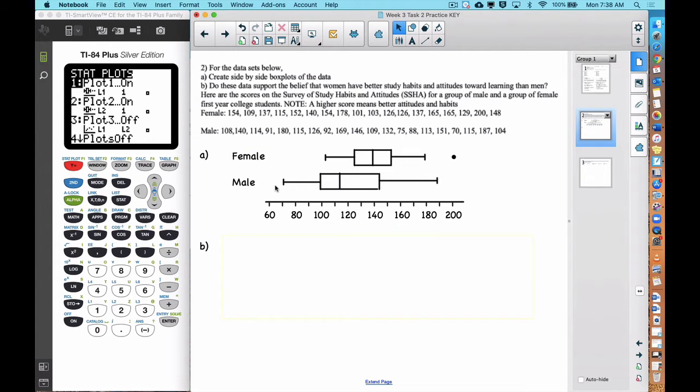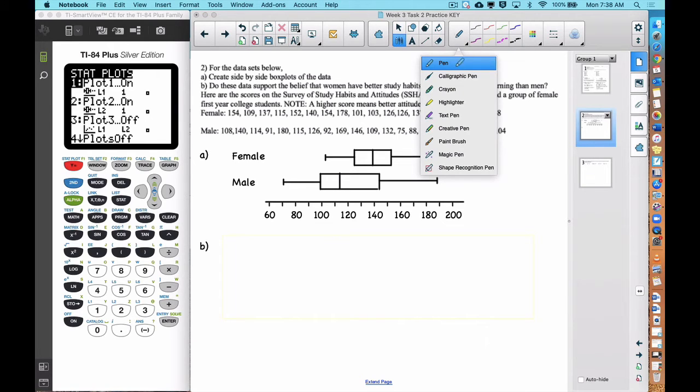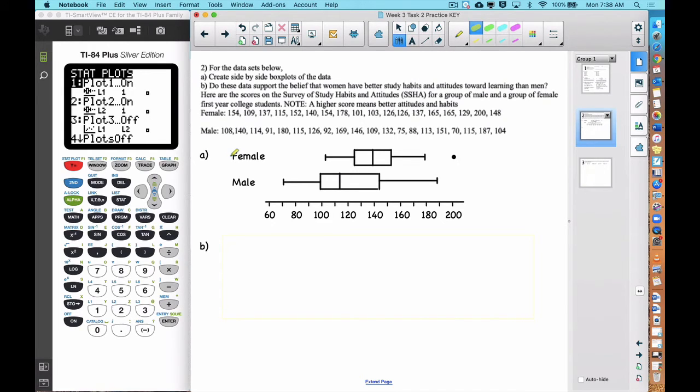One super important thing to remember, and this is one that people often forget, is to label these as well as what your scale is. Those are both really important, labeling of what's going on in your graph. If you're missing these labels, that's going to cost you because we need to know which data set is which.